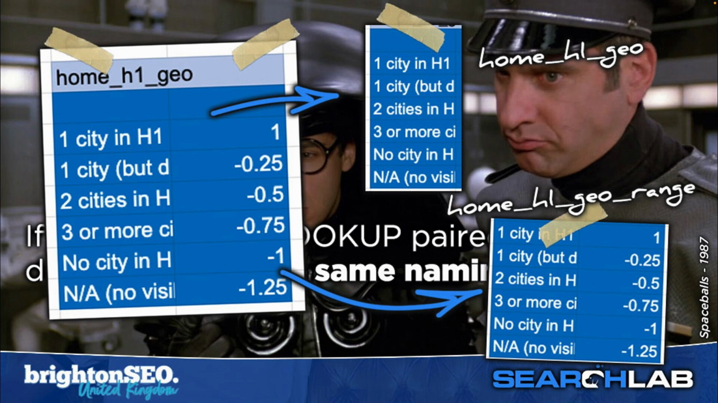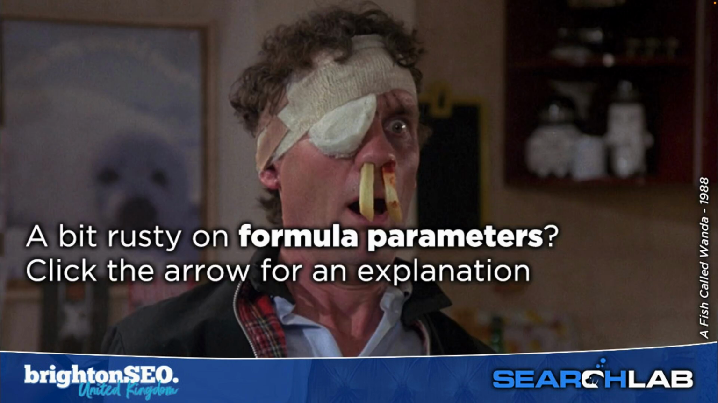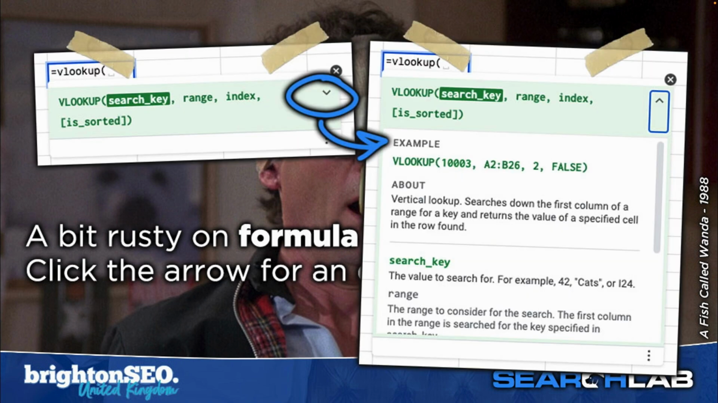moving forward. If you're a little bit rusty on the parameters for formulas, Google Sheets has a really cool little pop-up explainer. So there's a little arrow next to the options of the parameters for the formula. When you click that little arrow, it will expand down and explain what the various parameters mean and how they work.